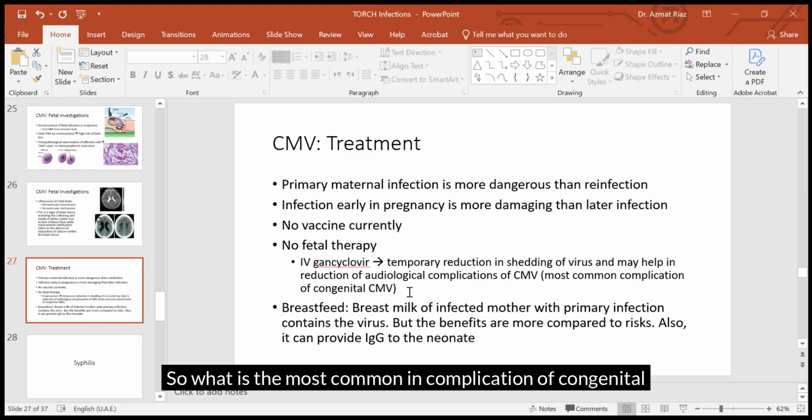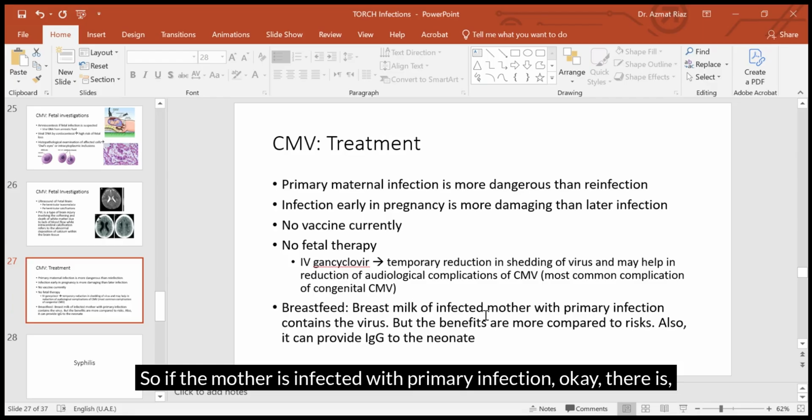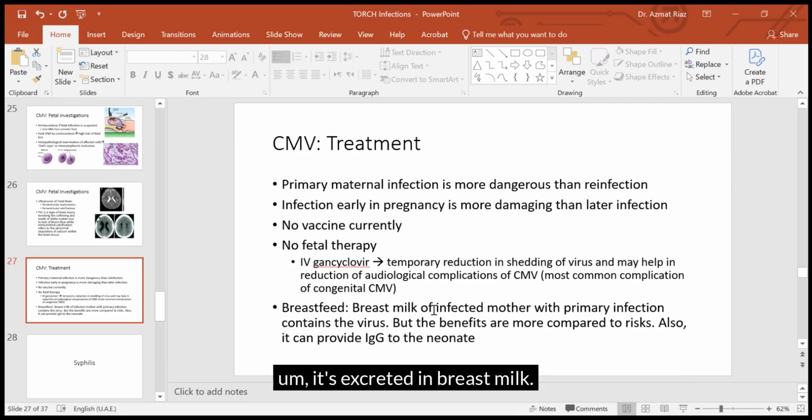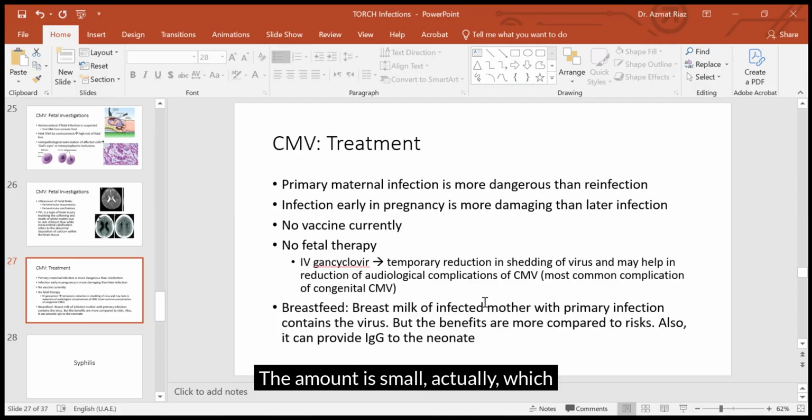So, what is the most common complication of congenital cytomegalovirus infection? It's sensorineural deafness. How about breastfeeding the baby? If the mother has primary infection, the virus is excreted in breast milk. But always we have to weigh the risks and benefits. The amount transmitted through breast milk is actually small.